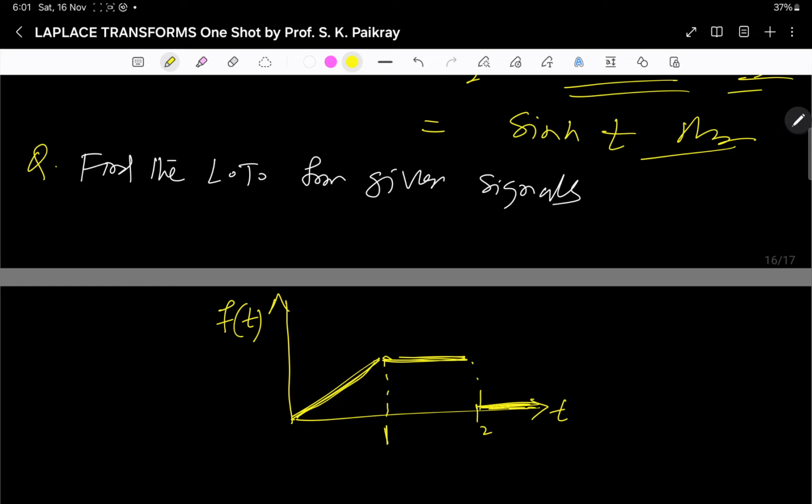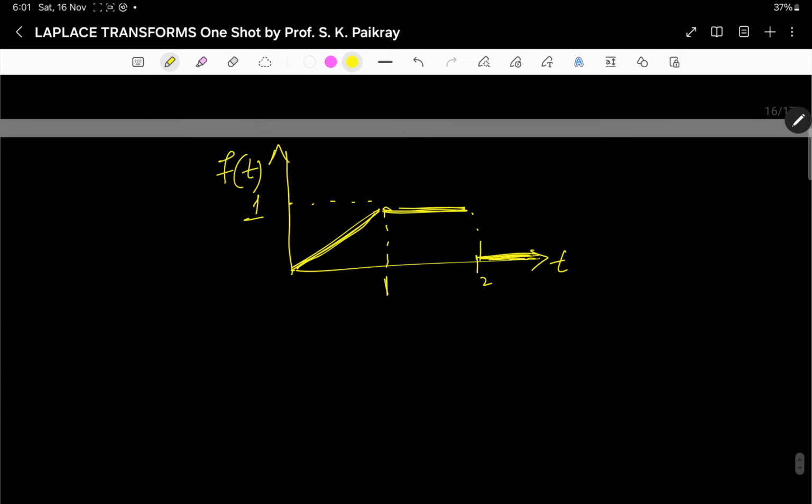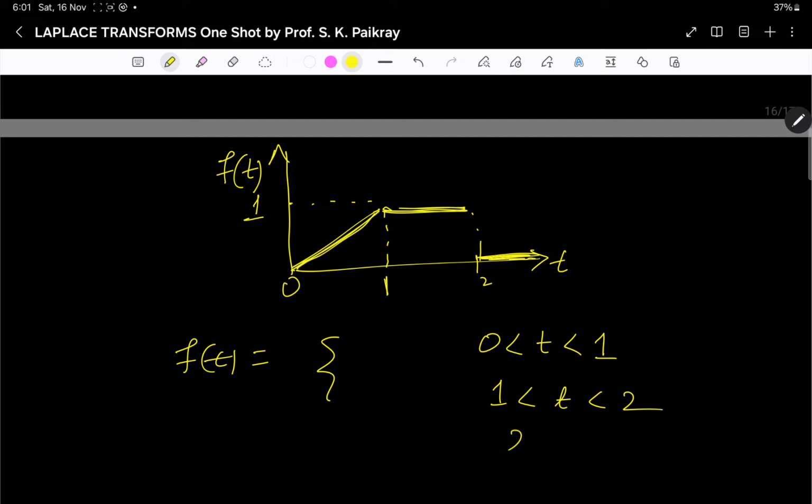So now this question is split into 3 parts. Of course this value is given 1. So what is your f(t) now? So this f(t) is split into 3 parts here. One is from 0 to 1, and another one is from 1 to 2, and next is greater than 2.